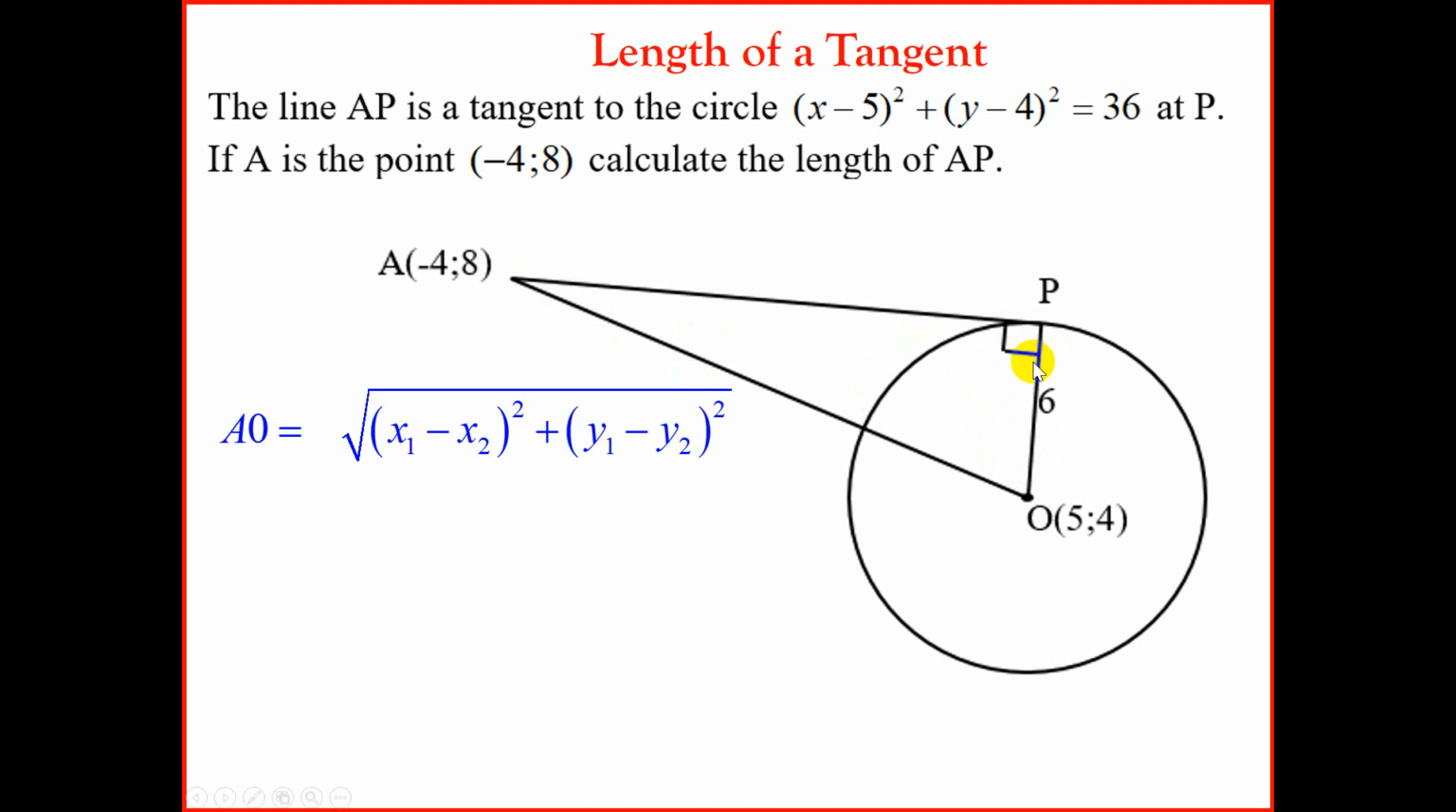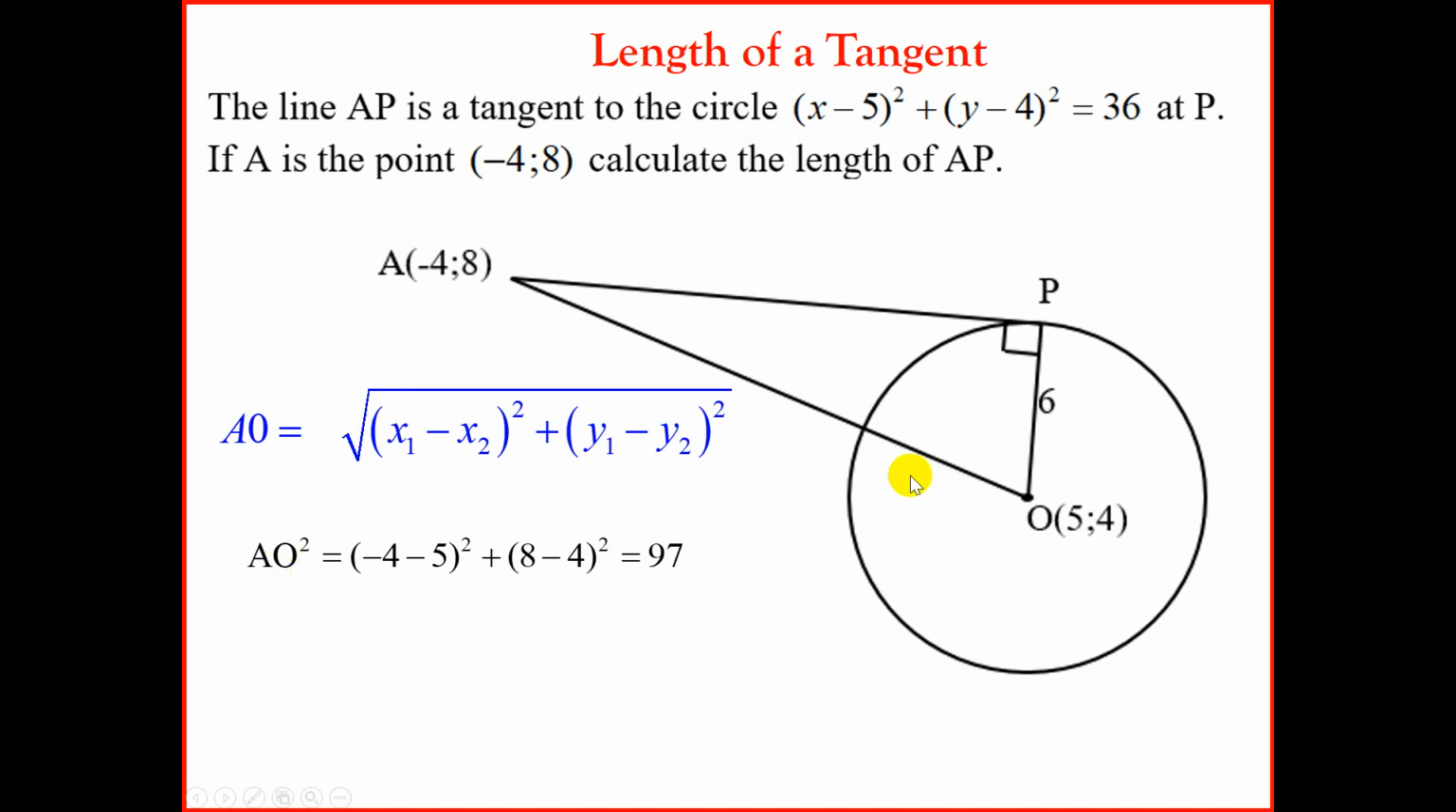So we can use Pythagoras. We have 6. If we find side AO, we can use Pythagoras and find AP. So we're starting with AO. Now remember, AO is equal to the square root. So if we find AO squared, we're squaring both sides, and that will eliminate the square root because a square root squared will cancel off.